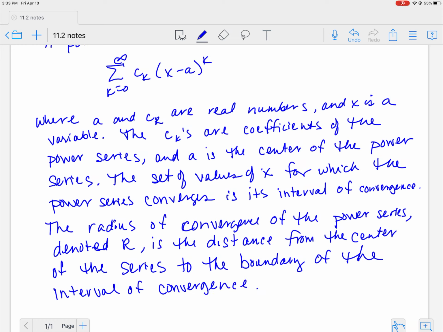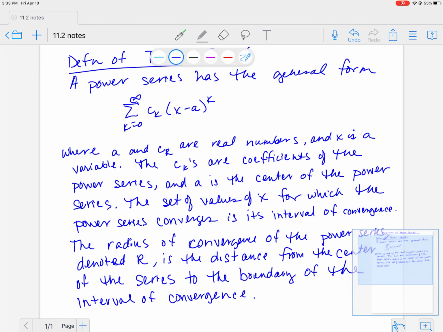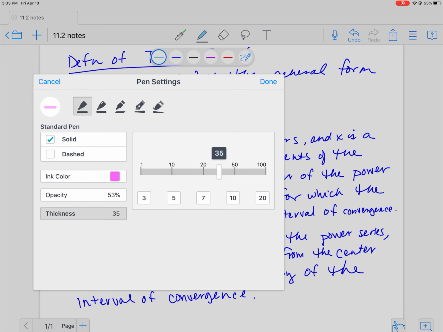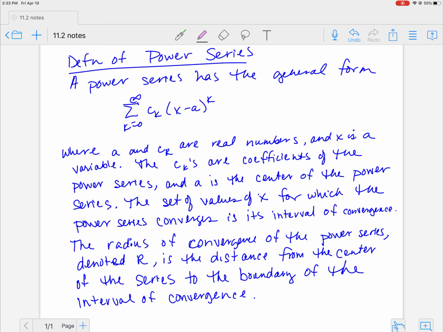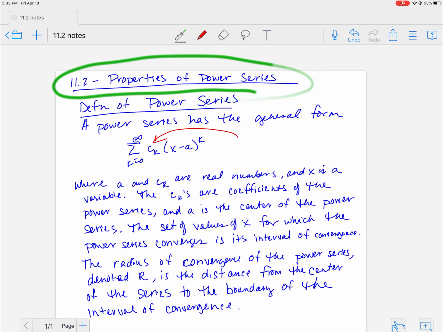Okay, here's the deal. So check this out. I'm going to get my little pointer here, and I'm going to get my pink, and make this a little bit thicker. Okay. So here's the power series. This we have seen before, right? So we've looked at this. So this is a general power series. So I'm just focusing on general power series. Notice this is just flat out a property of the power series.